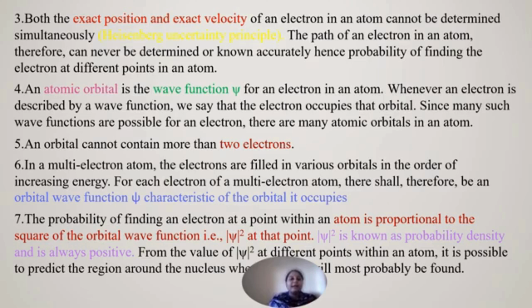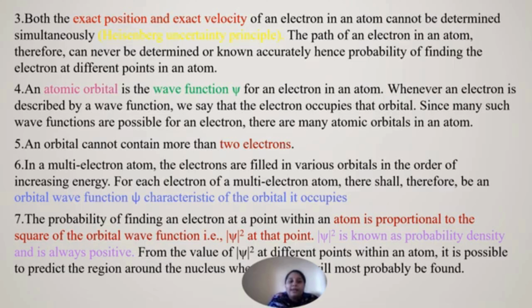So if there are multiple electrons in an atom, how are the electrons filled in the atomic orbitals? They are filled in the increasing order of their orbital energies. Therefore, the orbital wave function psi is a characteristic of the orbital which it occupies.